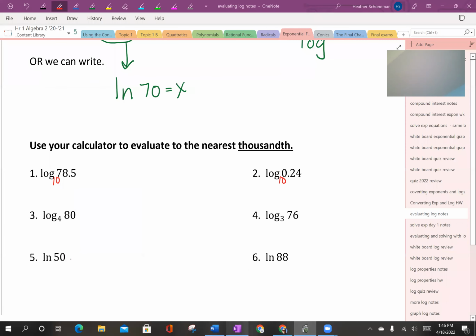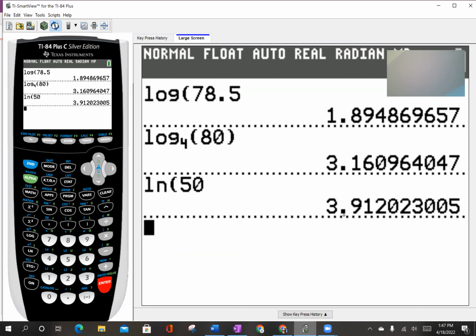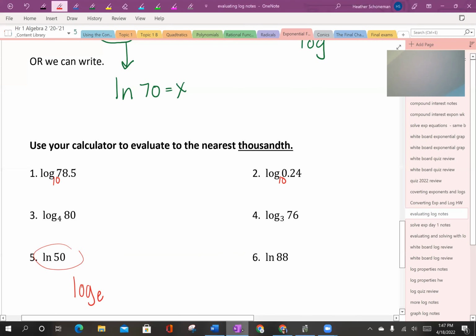The last thing was the natural log of 50. And remember, natural log is the same as log base e. We're not going to type it in as log base e. We're going to type it in as the natural log. The way we do that on our calculator is right below the log button is a natural log button. So if we do natural log of 50, and again, if it's just evaluating, you don't need to enter the parentheses, we get 3.912 if we round to the nearest thousandth, because thousandths is 3 decimal places. Okay, that is the lesson.